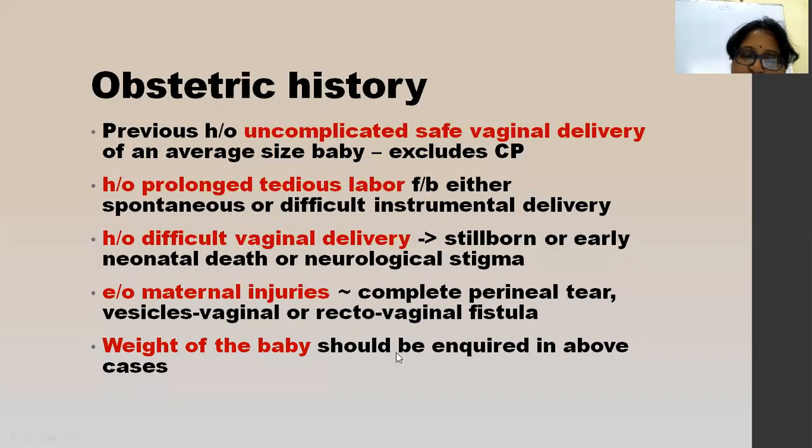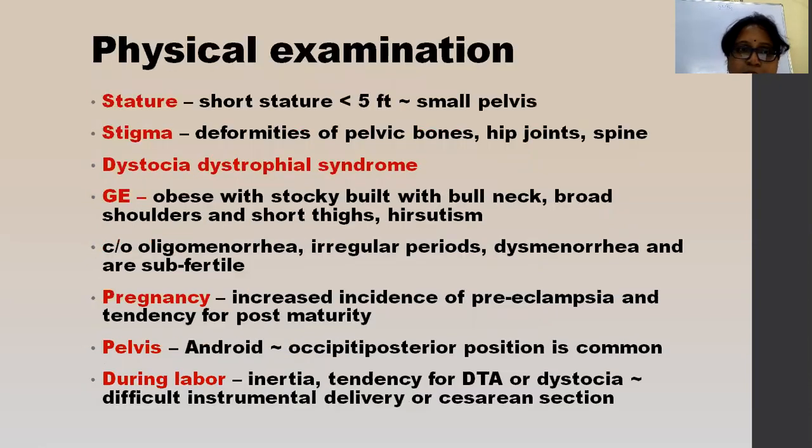And we have to inquire what is the weight of the baby, which is very, very important. If the baby is of average size and the mother has any difficulty, then it indicates a clear-cut case of contracted pelvis. But if the baby is big, then in the next labor, we can give her a trial labor in the next pregnancy. And what do you do on physical examination?